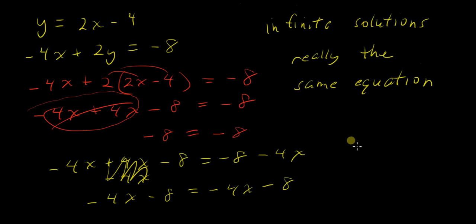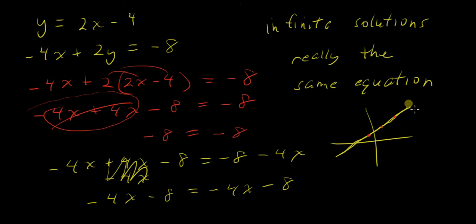In other words, if these were both on a graph, okay, so you had a graph like that and one of them looks like that. Well, the other one, if you graph it too, it's just going to go right on top of it. They're really the same equation. They're not actually two different equations. And so, obviously, whatever XY pair makes one true is going to make the other one true. And that's why you have infinite solutions.